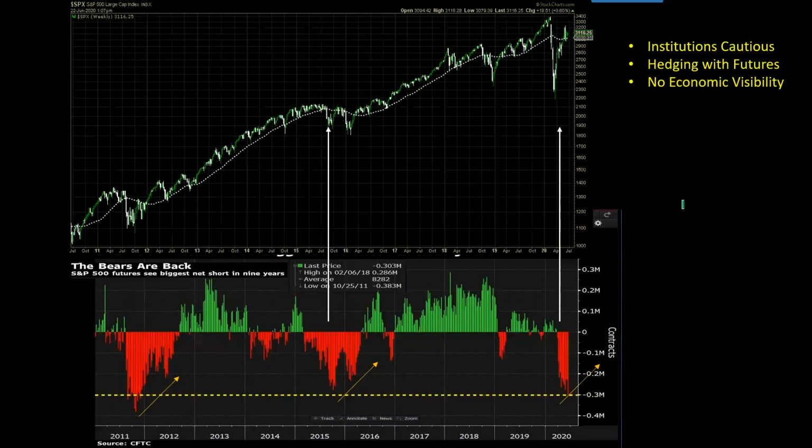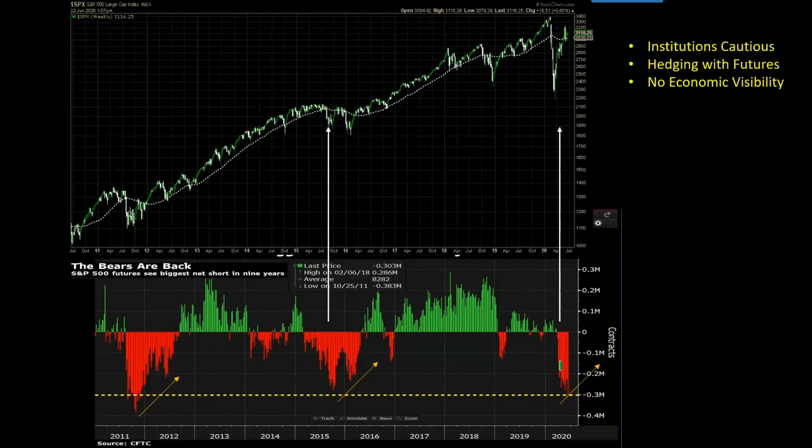Next thing we're going to look at here is the S&P 500 futures short interest. So the net shorts, over a 9-year period, this is among, in 2020, the most negative short position in the S&P futures going all the way back to 2011. And so there are claims here that the bears are back because the short interest is so high.